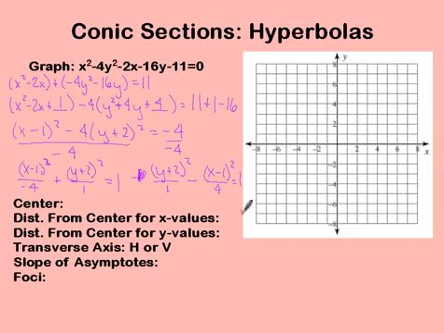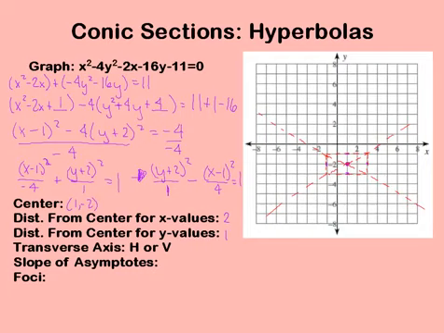All right, and now we're good to graph. You can see that the center is going to be at 1, negative 2. The distance from the center for the x values, make sure you're looking at your x fraction. The square root of 4 is a 2. For the y values, the square root of a 1 is just 1. So I'm going to go out 2 in each direction for my x's and up 1 in each direction for my y's, and we're going to draw a rectangular box around those and draw diagonal asymptotes through the corners.